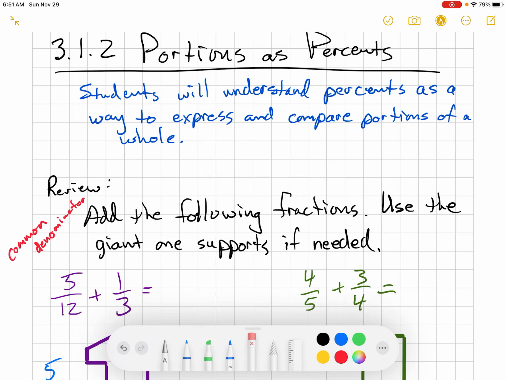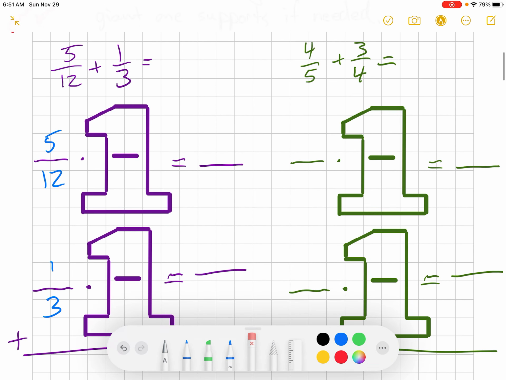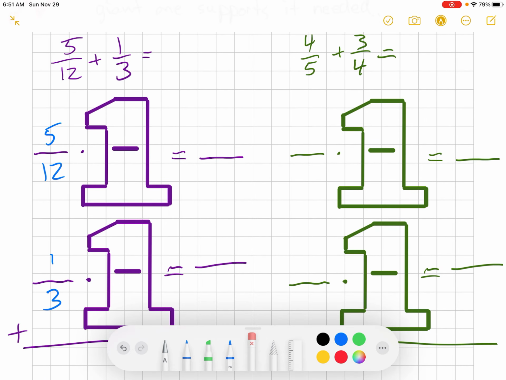Come on back. All right, so I'm assuming that you had a chance to try these two problems, right? And look at all of this giant one stuff that I have down here. Like, how in the world can we use this to do our addition? So I notice that 12 and 3 are not common denominators. So what I'm looking for is the least common multiple of 12 and 3. Now we've been doing a least common multiple in some of our homeworks. What's the smallest number that both 12 and 3 will multiply into, right?